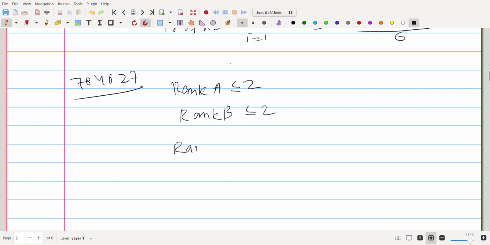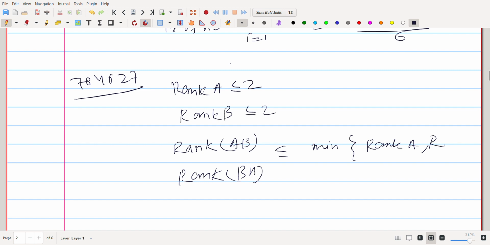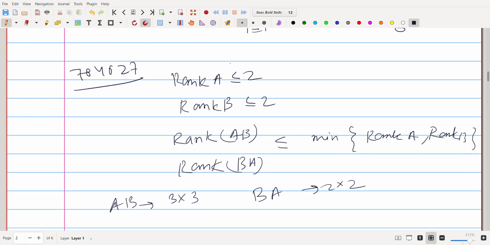And we know that the rank of AB and the rank of BA are both less than or equal to the minimum of rank A and rank B. That means both have rank less than or equal to 2. Now AB is a 3 by 3 matrix, right? Because A is 3 by 2 and B is 2 by 3, so the product is 3 by 3. And BA is 2 by 2. So AB is a 3 by 3 matrix with rank less than or equal to 2. Hence AB cannot be the identity matrix. So the first one is false.